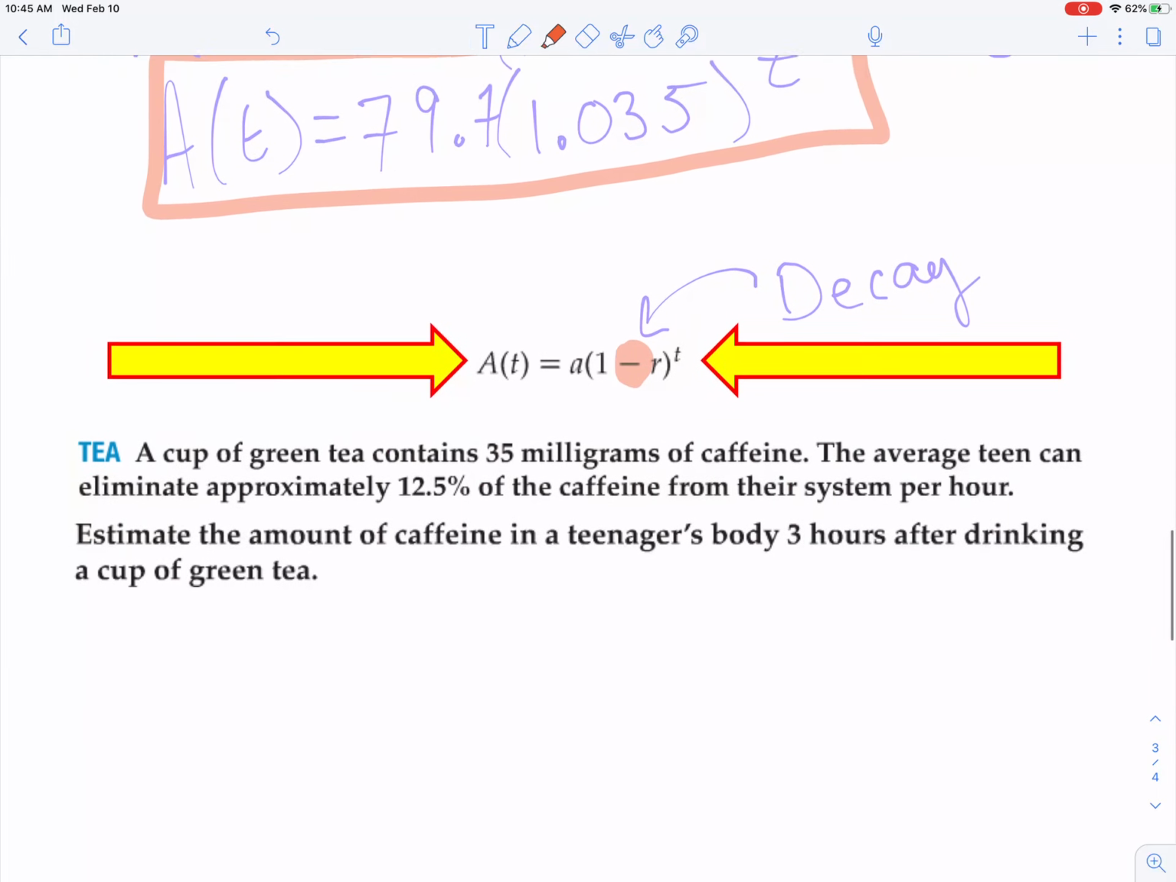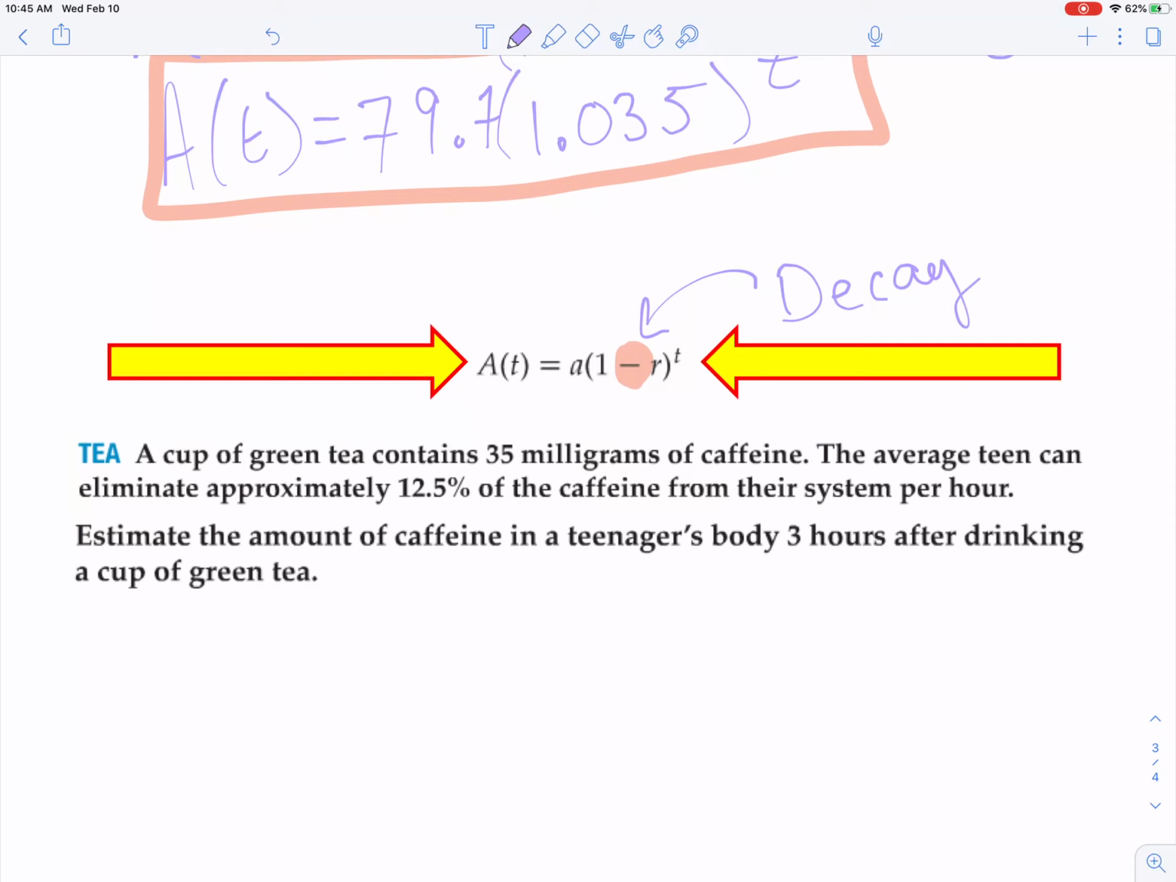And it works the exact same way if it's a decay. A cup of green tea contains 35 milligrams of caffeine. Look at this keyword right here. Eliminate. If you're eliminating something, that means it's going away. That means this is decay, so I should use the minus sign equation.